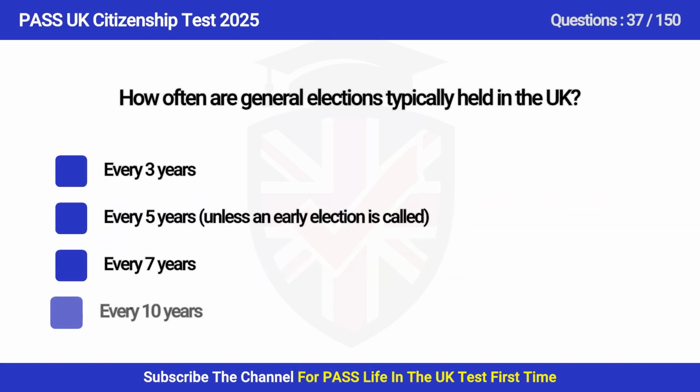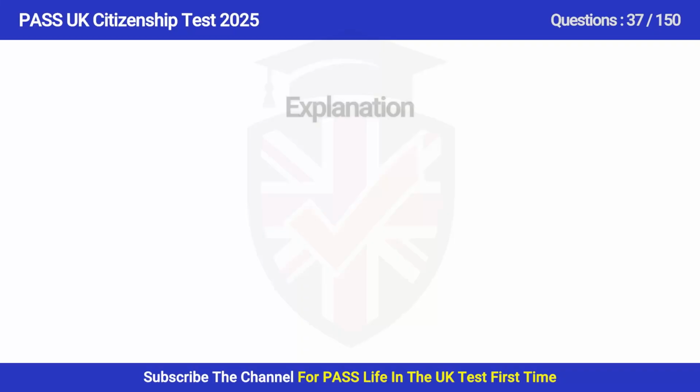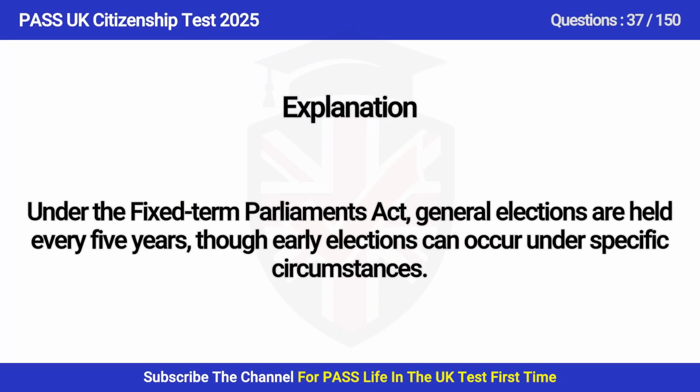Question 37. How often are general elections typically held in the UK? A. Every 3 years. B. Every 5 years unless an early election is called. C. Every 7 years. D. Every 10 years. Answer is B. Every 5 years unless an early election is called. Under the Act, general elections are held every 5 years, though early elections can occur under specific circumstances.